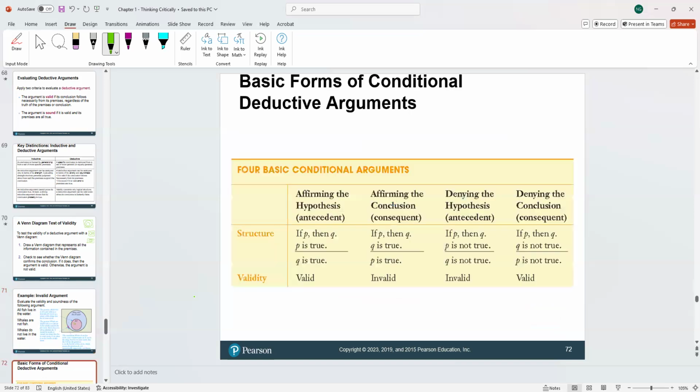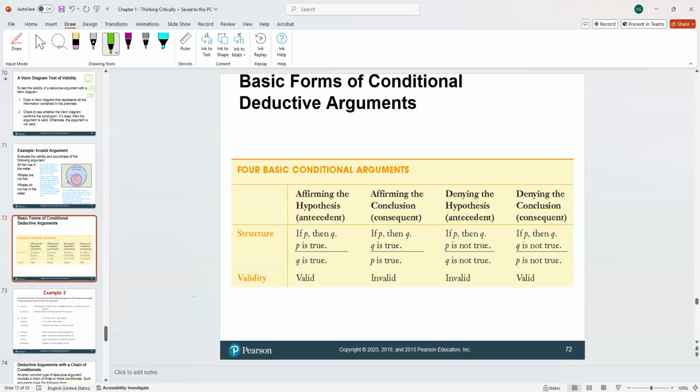So I know that's quite a lot to tell you, but different ways of seeing it. That was just an example. So, basic forms of conditional deductive arguments. You have four basic forms, and you check their validity.